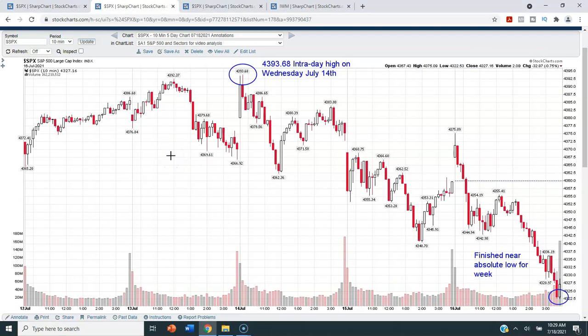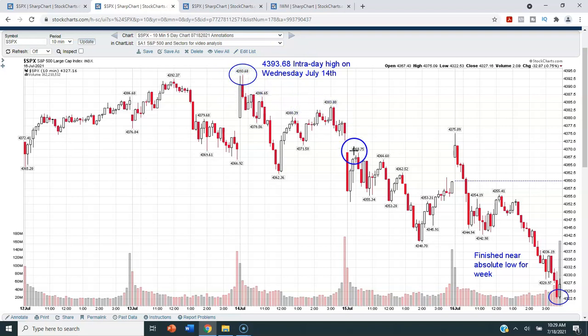The next chart that we're going to look at is a 10-minute, 5-day chart of the S&P 500. So this covers all of this past week. Again, we already know that we had a new daily closing high on the S&P 500 on Monday the 12th. On Wednesday, the 14th, we hit a new all-time intraday high on the S&P 500 of 4,393.68. So that's right here.